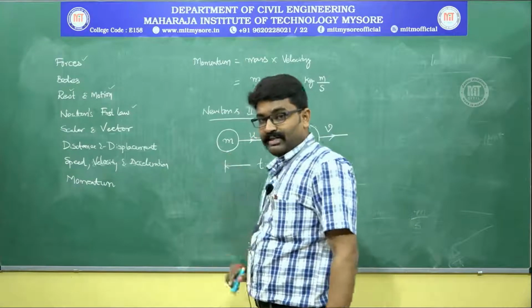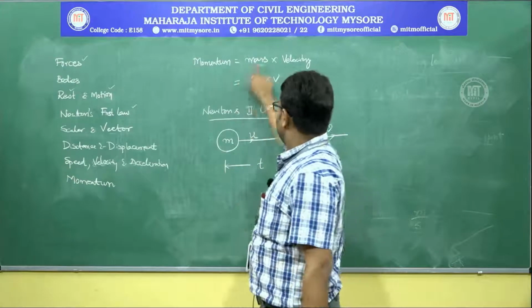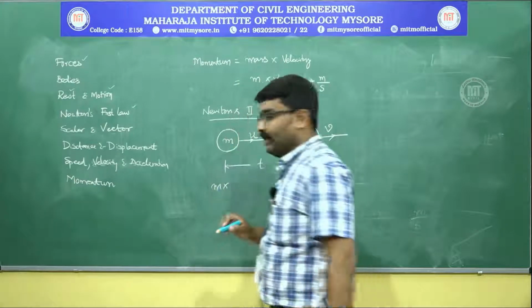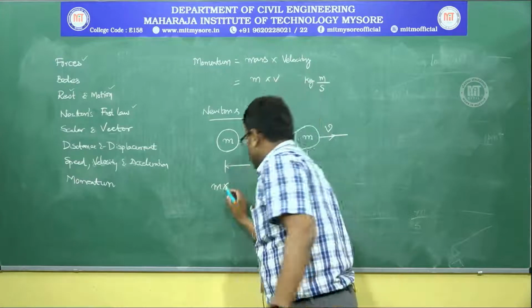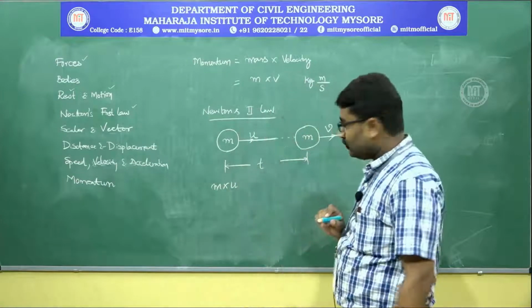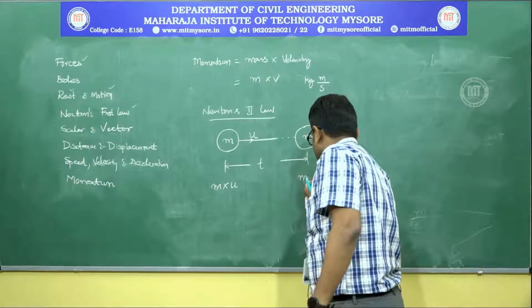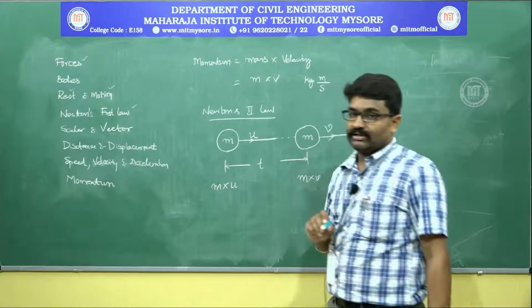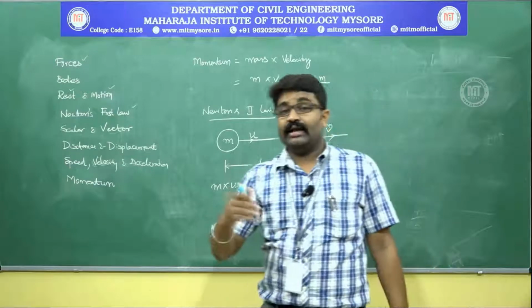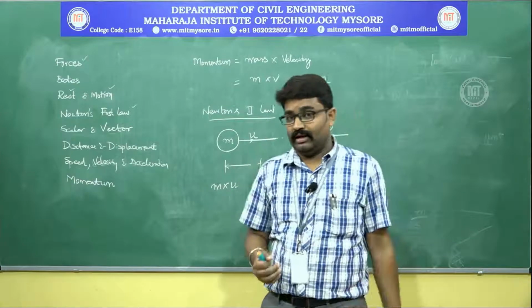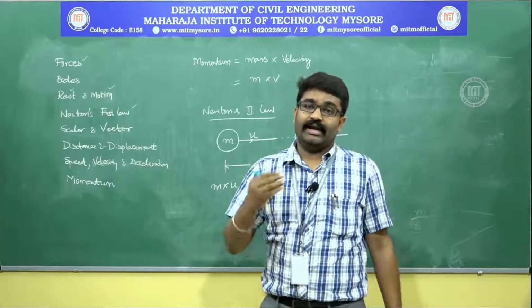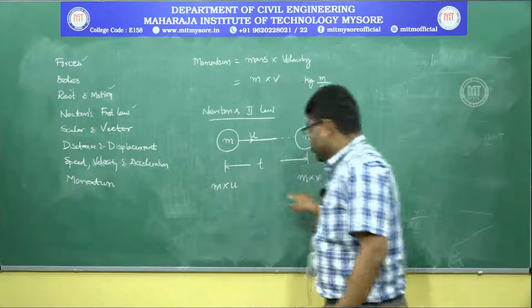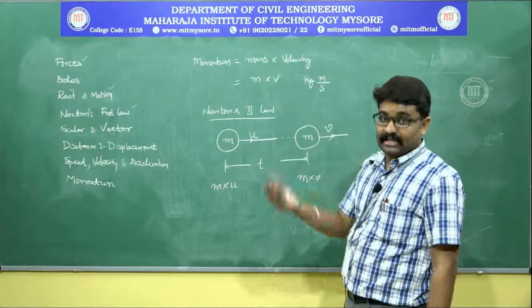So what is the momentum at this point? We know that momentum is mass into velocity. Here the momentum is mass into velocity. What is the velocity here? Velocity here is u. What is the mass of the body here? Still m, but velocity has changed to v. What does Newton's second law state? The rate of change of momentum. Be very careful, it is rate of change of momentum. I have only written momentum here, you will have to take the change in momentum.